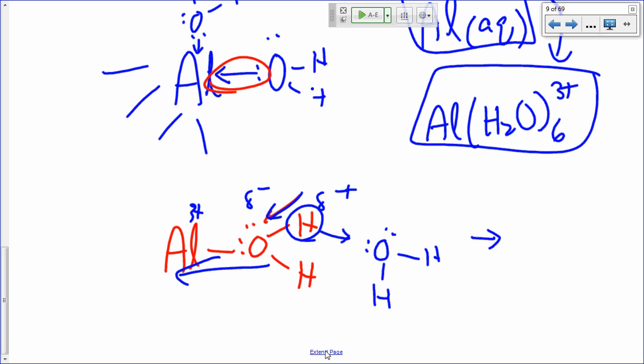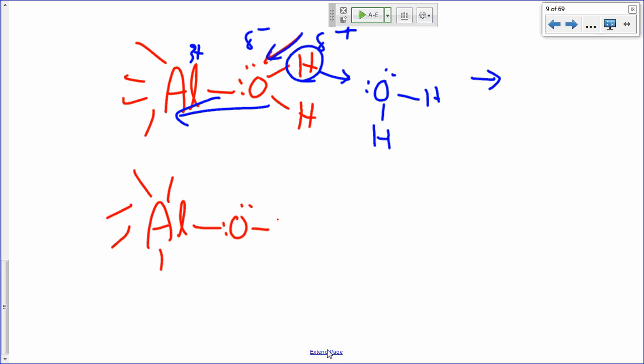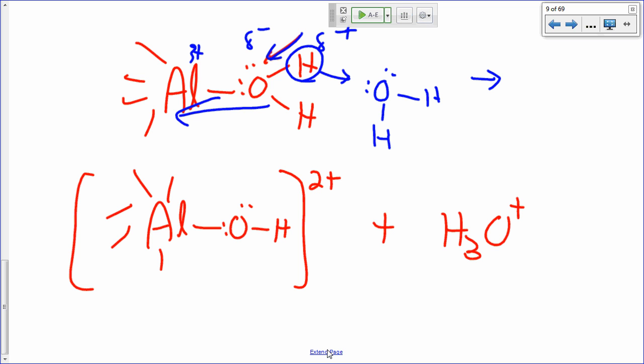And so what's left behind? You have your aluminum, with 4 more water molecules attached to it, and then you have your OH. One of the H is gone, so this will now have a charge of +2 overall instead of +3, and that gives you H3O+. So this is, again, what makes this aluminum chloride solution acidic.